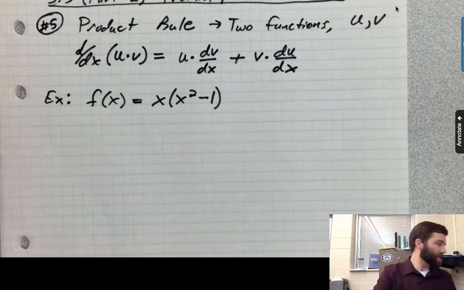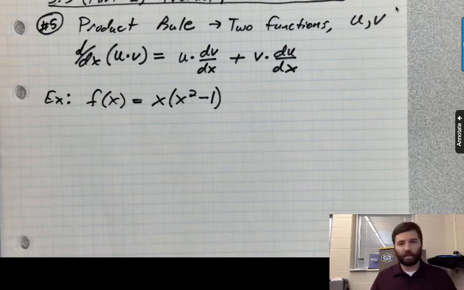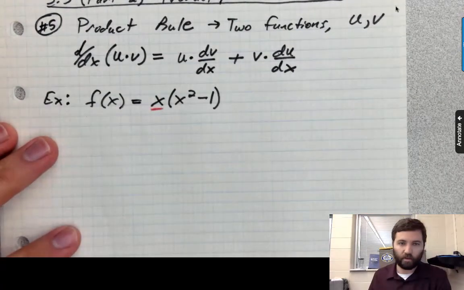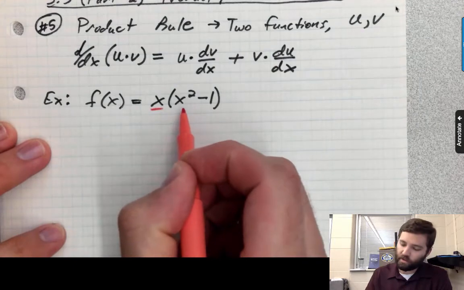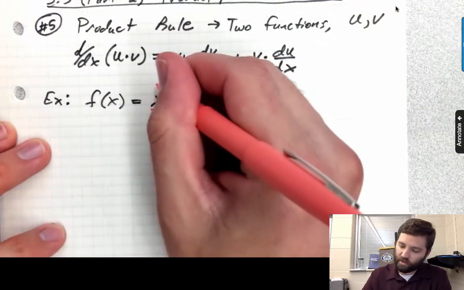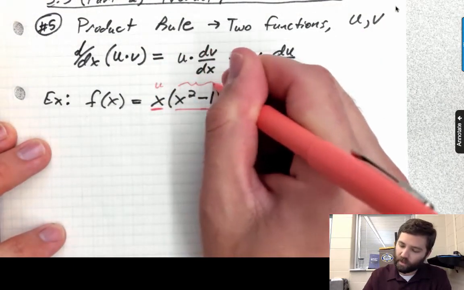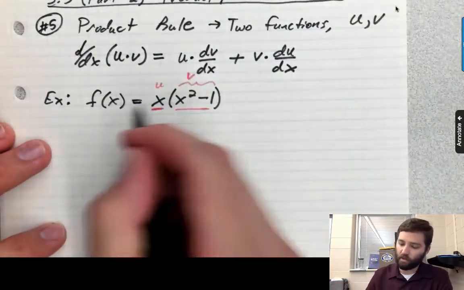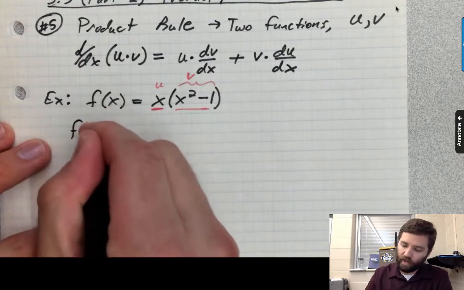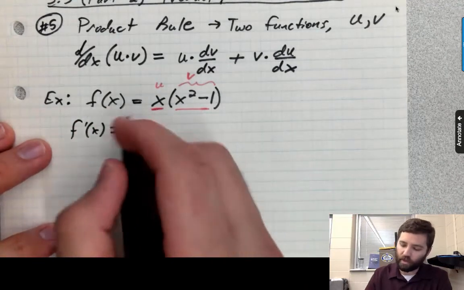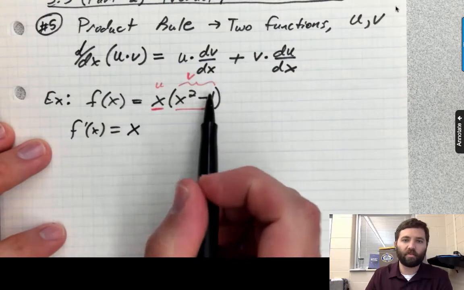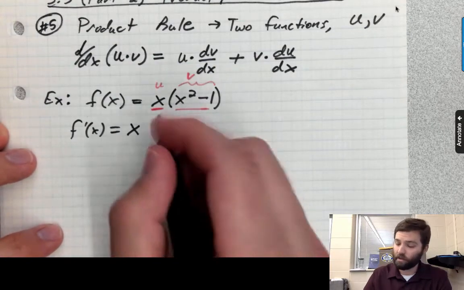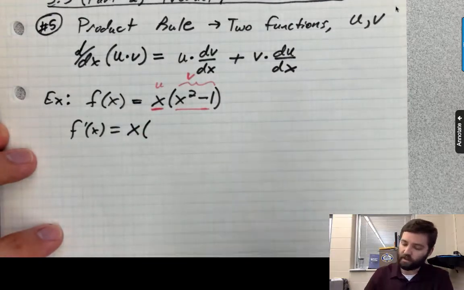So here's how we would do this with the product rule. First of all, you identify what is your first and your second function. My first function here is x, and the second function here is x squared minus 1. So you might think of this as my u, and this is my v. And then we'll follow the rule. The derivative of f will be the first function, that's x, times the derivative of the second. The derivative of x squared minus 1 is just 2x. So times 2x.